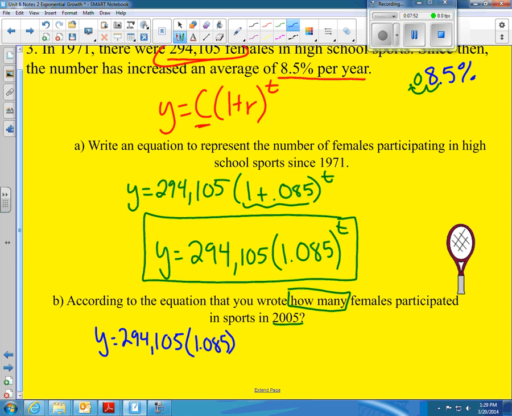So 2005. Oh, we started in 1971. So let's take 2005 minus our 1971, not 1997. If we go ahead and subtract that, we get 34 years. So we're going to put 34 in for our t. Go ahead and take that and type it into your calculator. I'll give you a few minutes to do that.